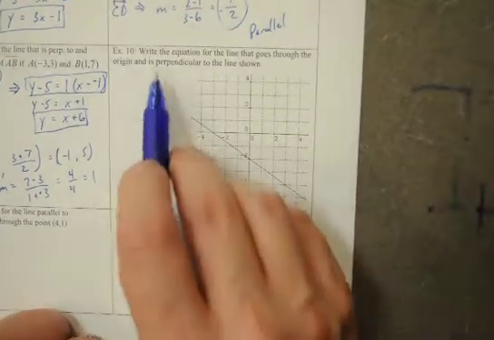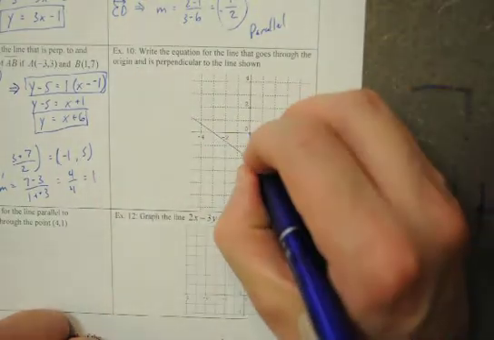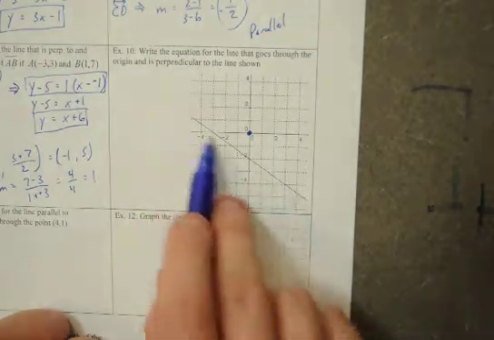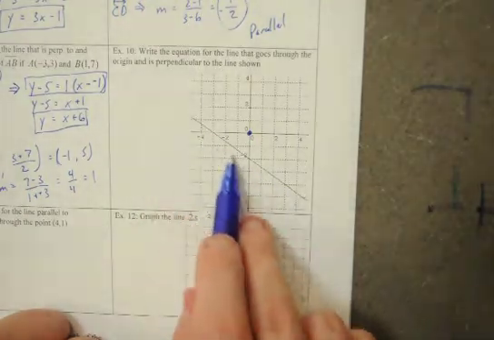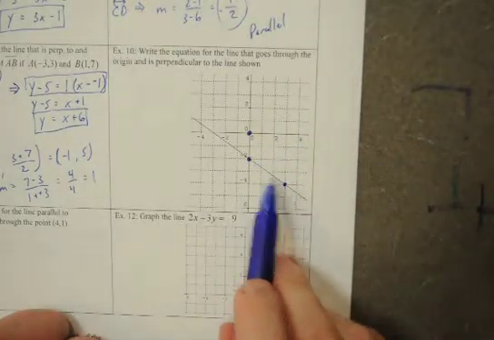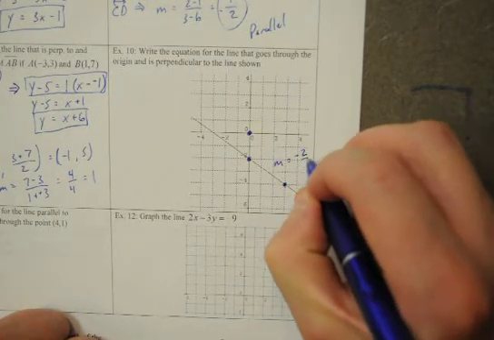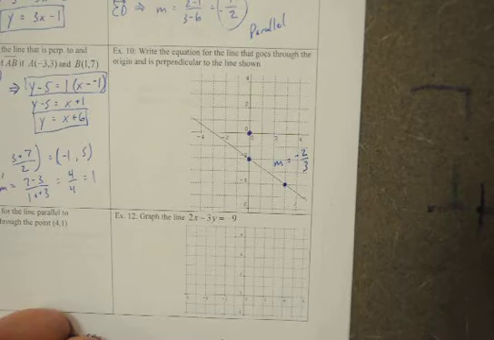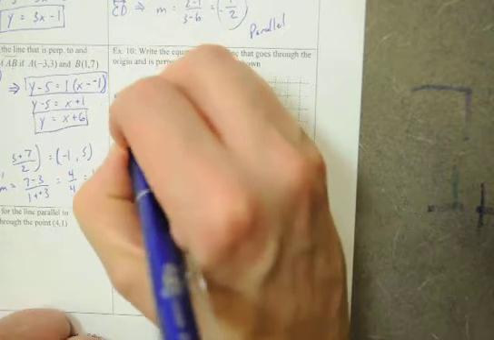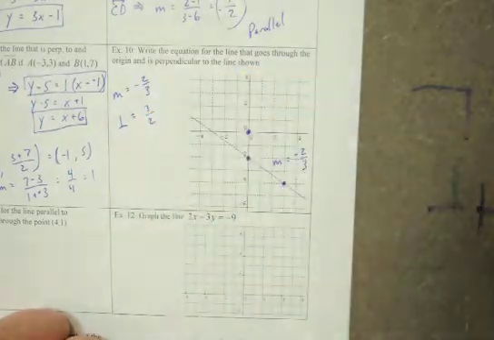Exercise 10. Write the equation for the line that goes through the origin, has to go through that point, and it has to be perpendicular to this line. Now this line, we can check the slope. Let's check the slope of this line. Looks like if I go from here to here, I got to go down 2 over 3. So if the slope is -2 over 3, the perpendicular slope is positive 3 over 2.